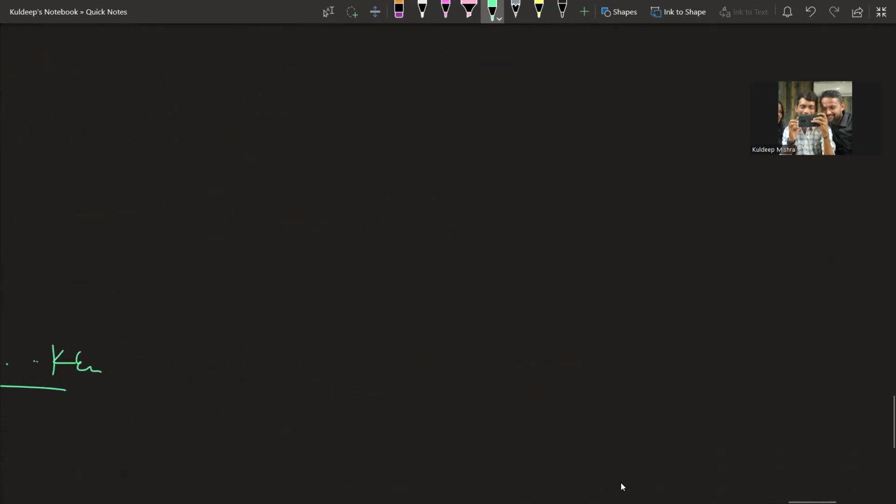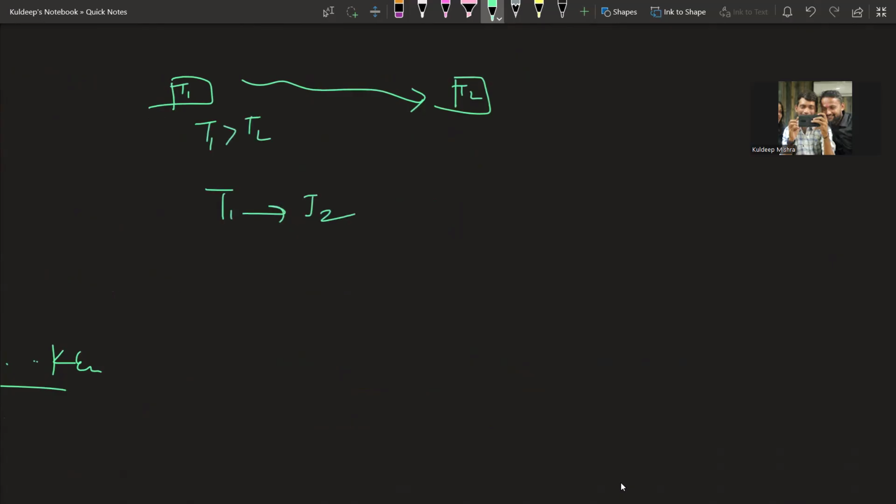And heat, we know heat is flow of energy. If this is an object at temperature T1, and this is at T2, and T1 is higher than T2, heat flows from T1 to T2. So it is flow of energy due to temperature difference. Unit of heat is joules.